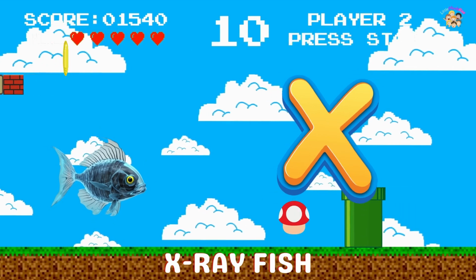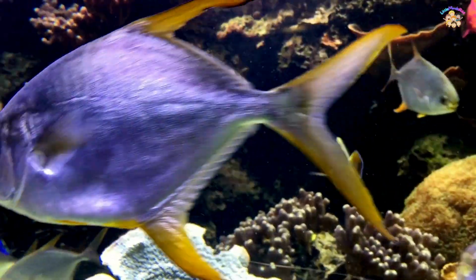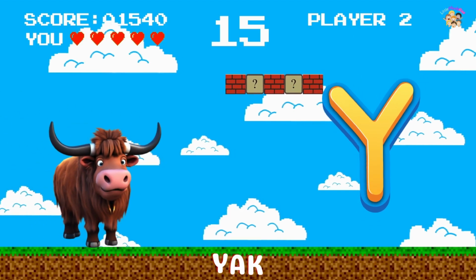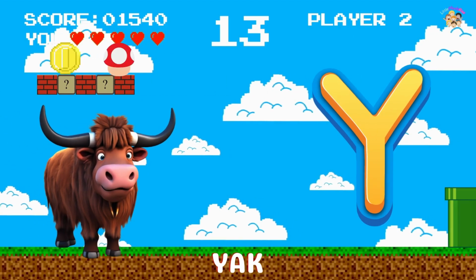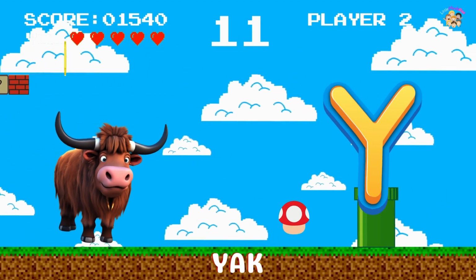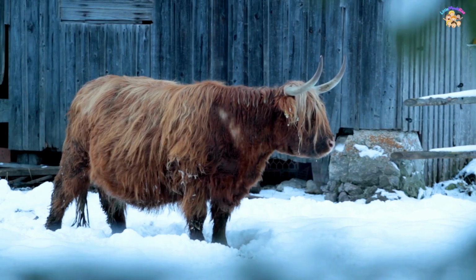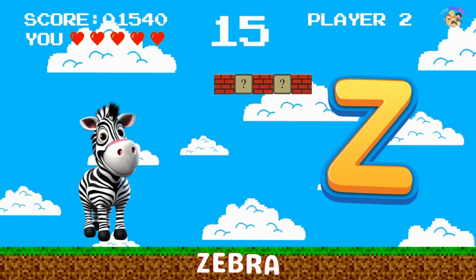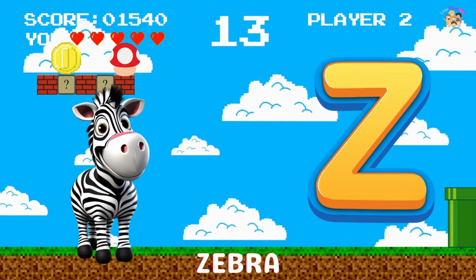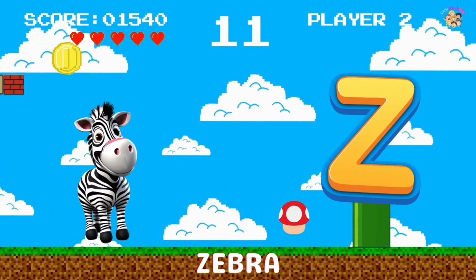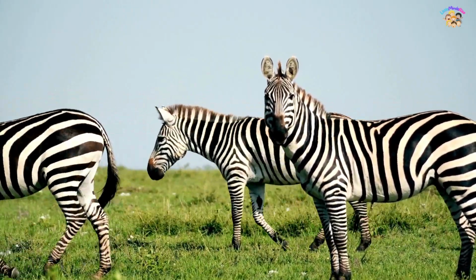X-ray fish. Y is for yak. Y, y, yak. Z is for zebra. Z, z, zebra.